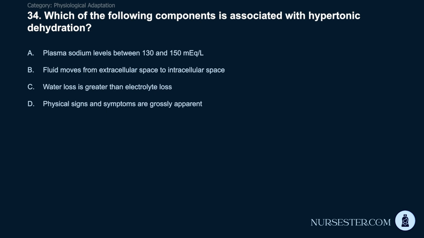34. Which of the following components is associated with hypertonic dehydration? A. Plasma sodium levels between 130 and 150 milliequivalents per liter. B. Fluid moves from extracellular space to intracellular space. C. Water loss is greater than electrolyte loss. D. Physical signs and symptoms are grossly apparent. Correct answer: C. Water loss is greater than electrolyte loss.